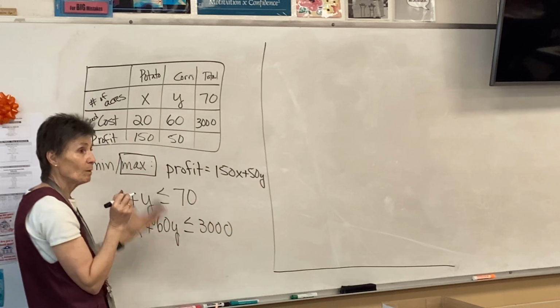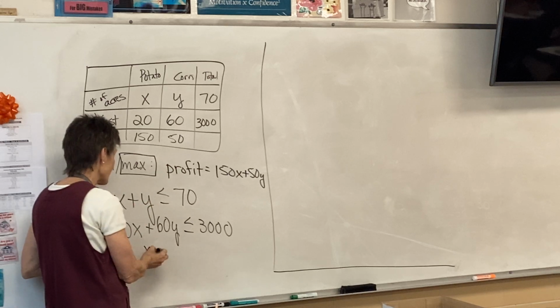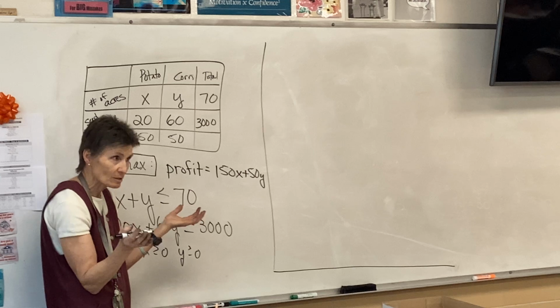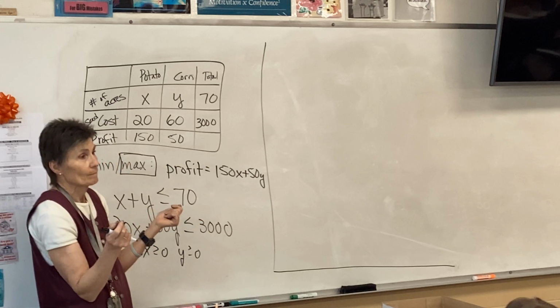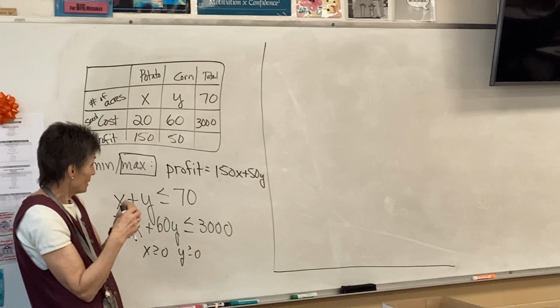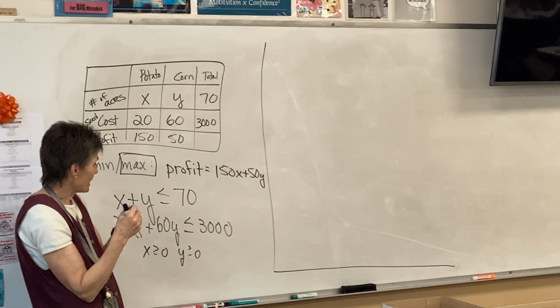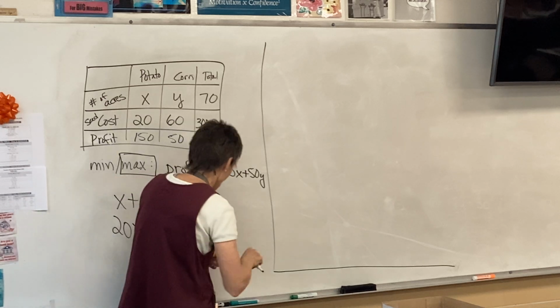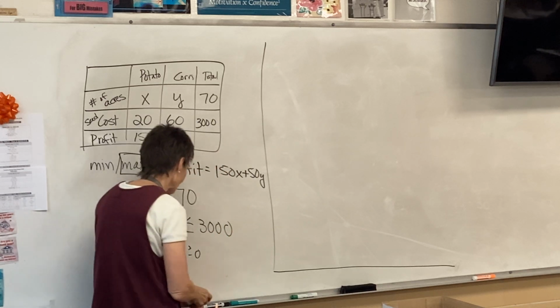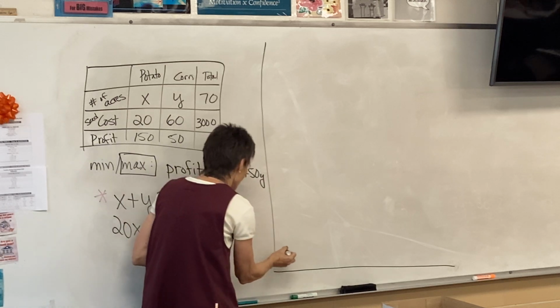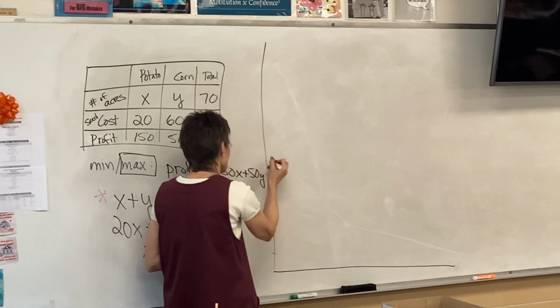So I think we got what we need. Now, clearly, X and Y are both positive. Can't plant negative acres. But I think we're ready to graph. On a scale of 10 again, maybe, would work best. So I'll use 10, so 70 and 70 for the first one. My pink equation is gonna be 1, 2, 3, 4, 5, 6, 70.